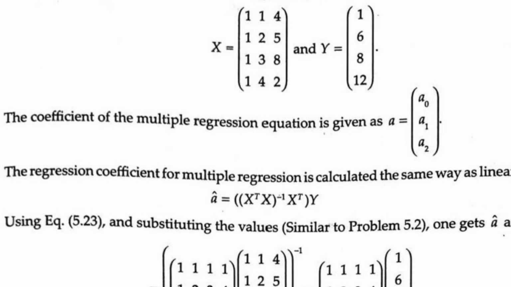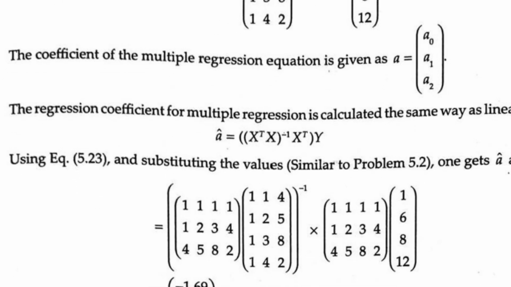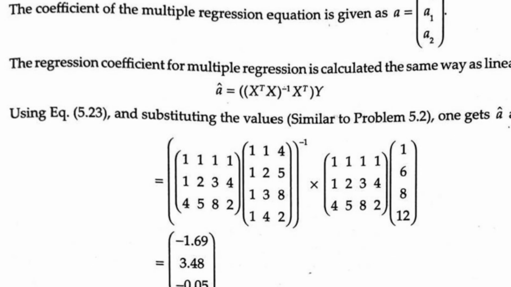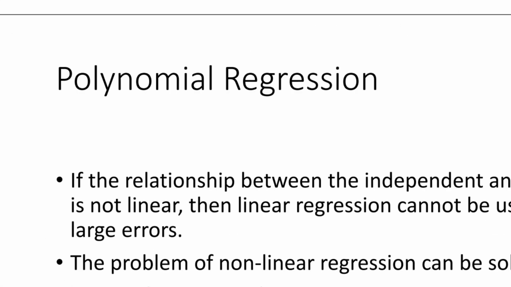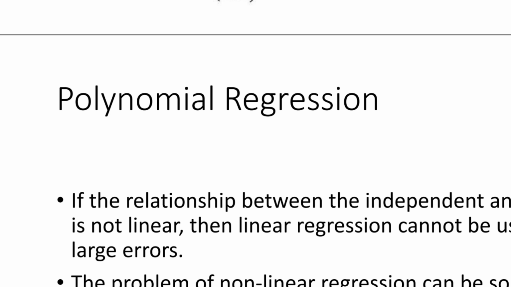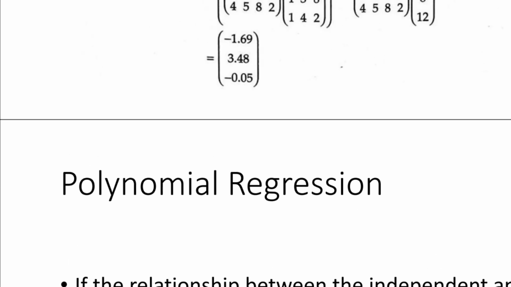Here we will get the a value. How many variables are there? That many number of a1, a2, like that. A hat equal to x transpose into x inverse, x transpose into y. The next topic is polynomial regression.